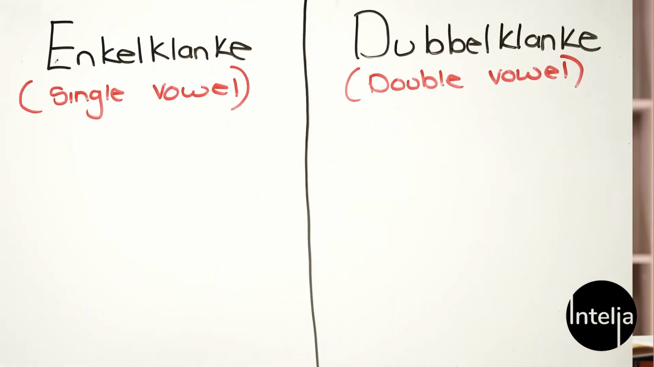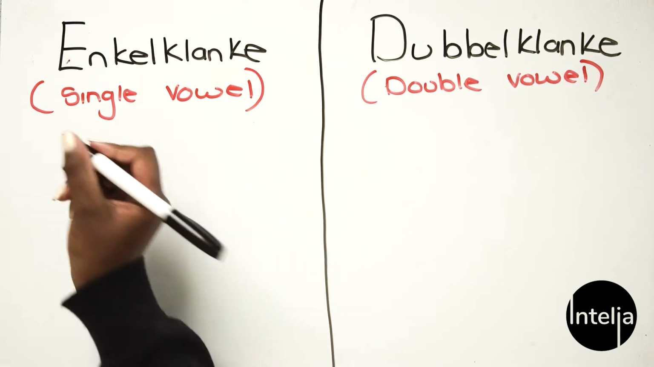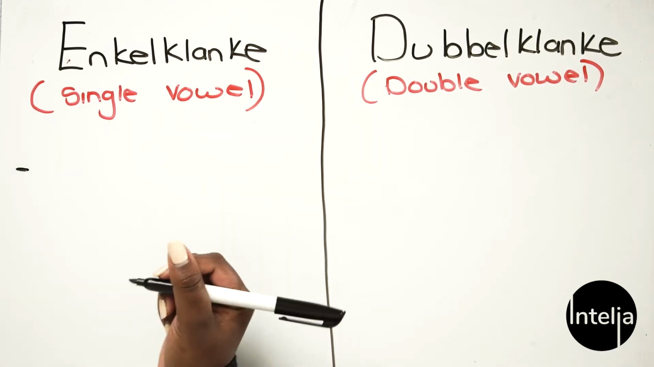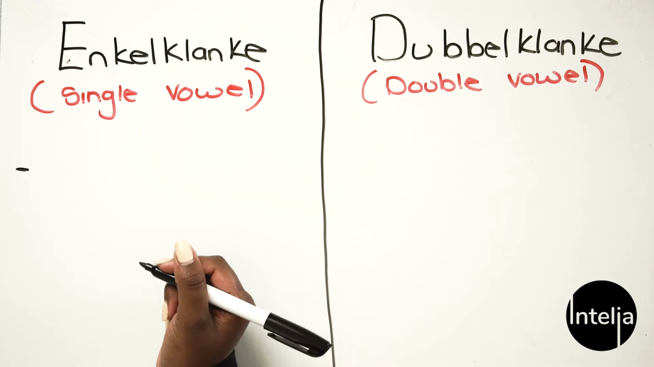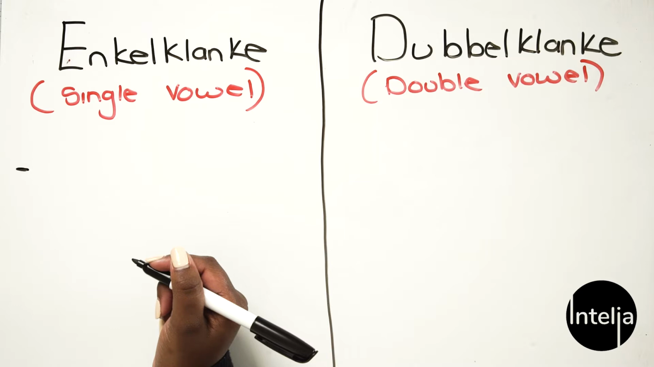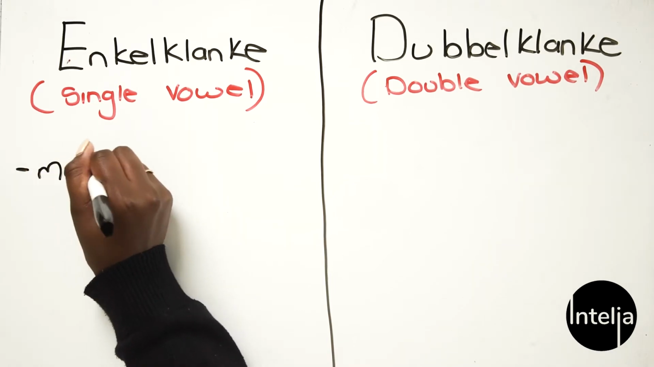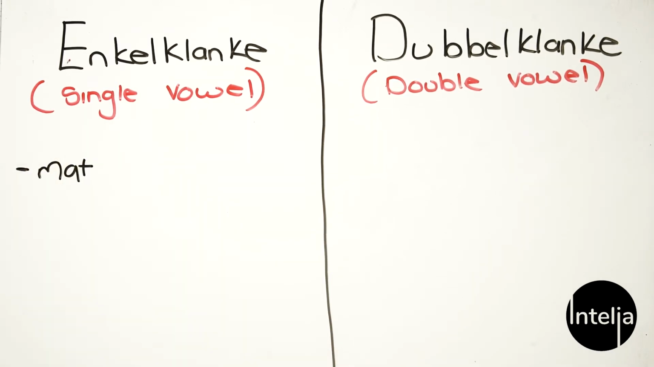Awesome guys, we're going to go straight into our single vowels and our double vowels. What we're going to do first is I would like you guys to give me words with single vowels. Of course we're going to start with A. Can you give me a word with A? Mat. Awesome.